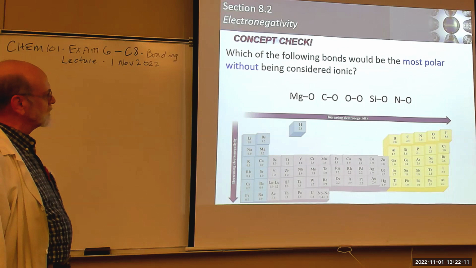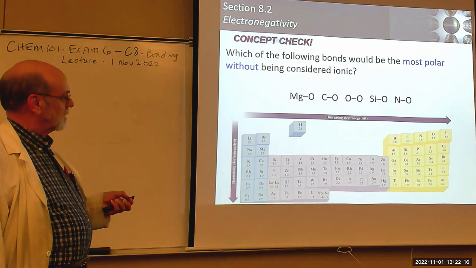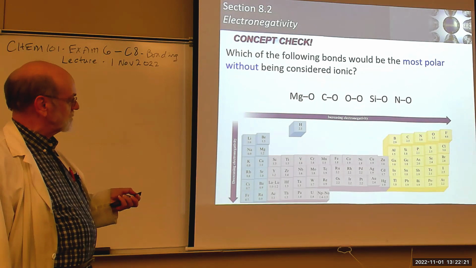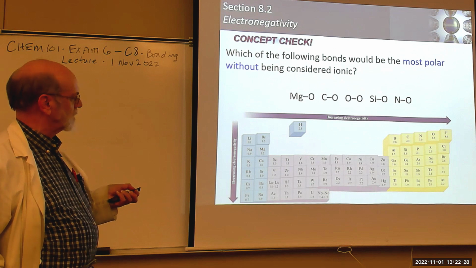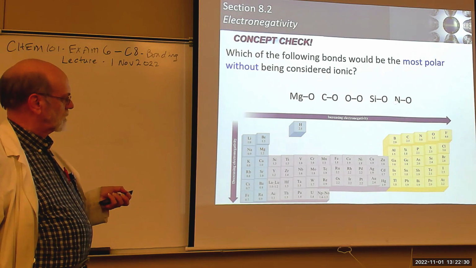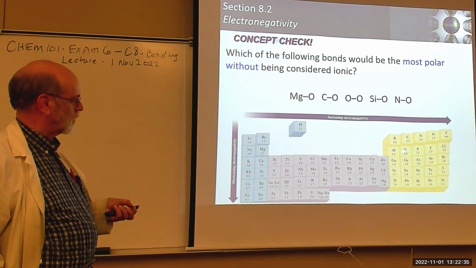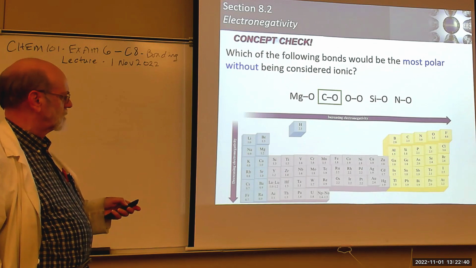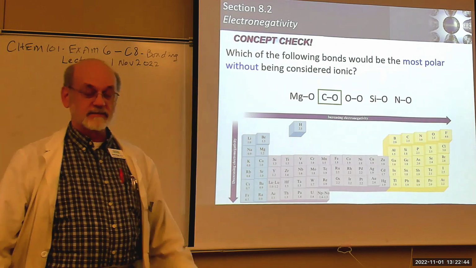Most polar without being considered ionic. Most polar. All right, so that's not ionic, that's ionic, and this is non-polar. So we would pick the most polar without being considered ionic. Silicon and oxygen, yep, because that's 1.7 apart. Oops, carbon and oxygen. Oh, my mistake.